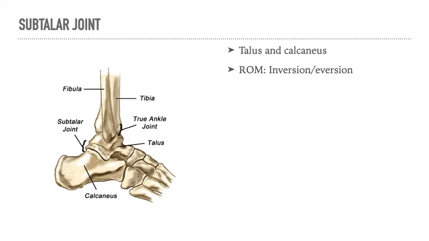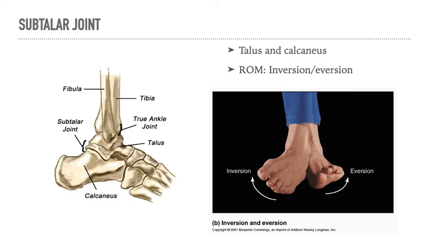Our next joint is the subtalar joint, and this is made up of the talus bone again and the calcaneus bone. So it's a pretty small joint, but this is where eversion and inversion take place. And so on the picture there, you can see the inversion is when you roll your ankle out, and eversion is when you roll your ankle in.